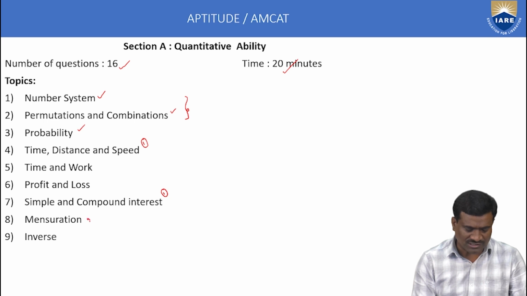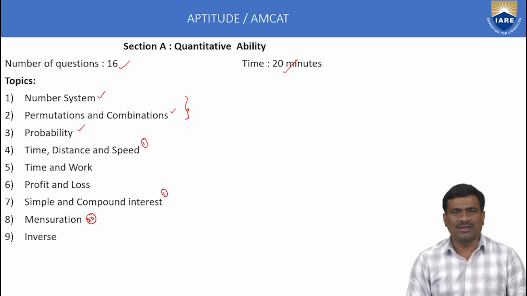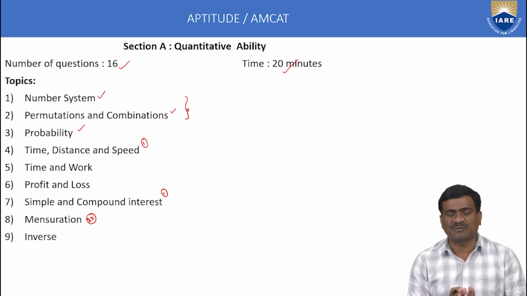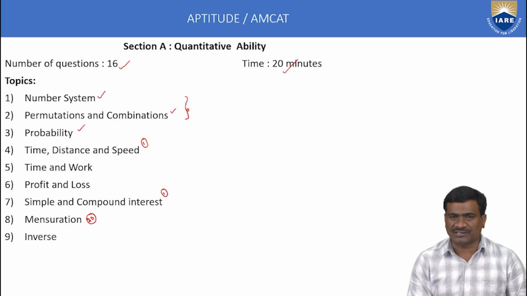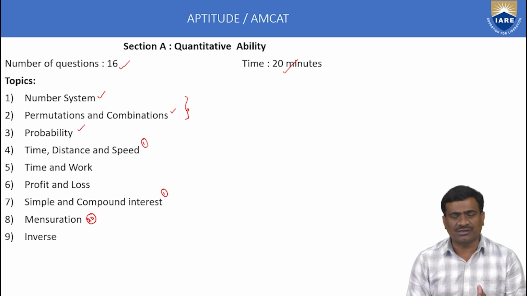Concentrate only on 2D figures. Suppose area of a rectangle, perimeter of a rectangle, area of a circle, circumference of a circle. Those principles only are important in mensuration. No need to prepare 3D concepts, concentrate only on 2D concepts.